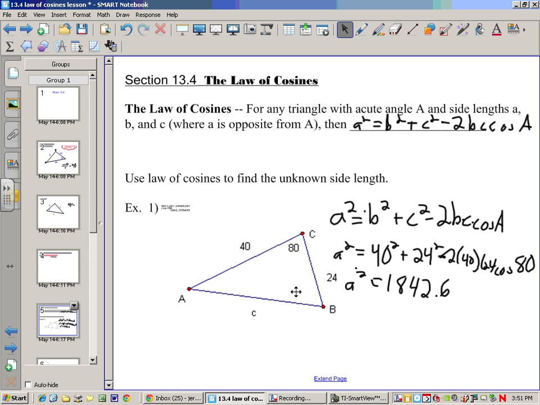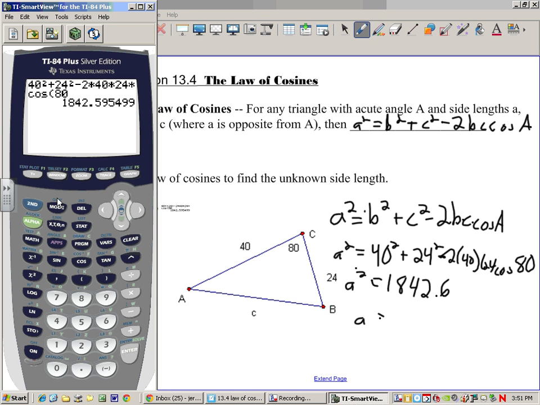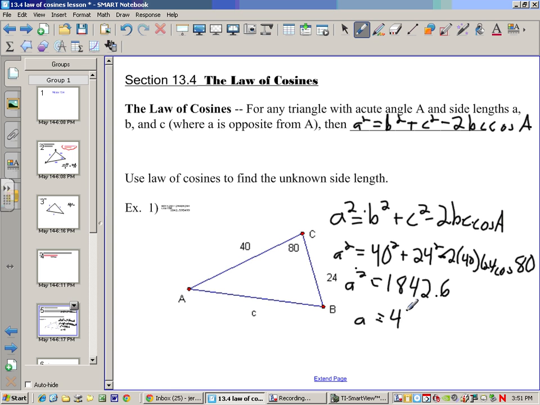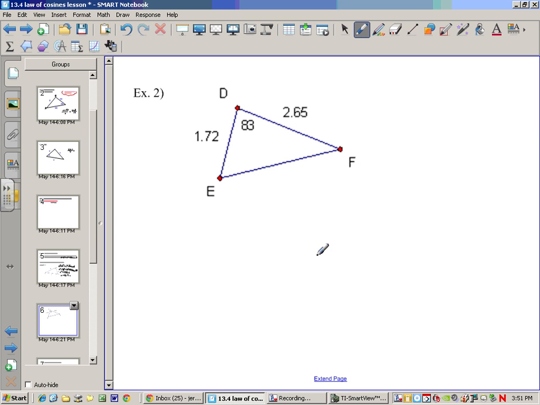All right, so if that's what this side squared is, what we have to do is square root that to find out what a is. So the square root of this number, I'm going to do second, squared, and now I'm just going to look at the answer, so second, answer. 42.9. So a is equal to 42.9, and then whatever units this is, whether it's inches, centimeters, what have you, because that's the side length. All right, I want you to try this one and see how well you do. So pause the video and see what comes out.